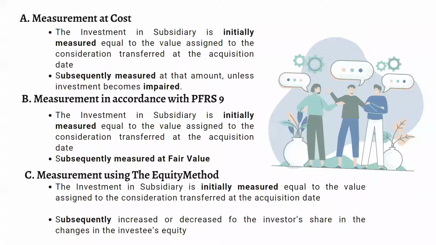Measurement in accordance with PFRS 9. It is initially measured equal to the value assigned to the consideration transferred at the acquisition date and subsequently measured at fair value. Next is the measurement using the equity method. Initially measured equal to the value assigned to the consideration transferred at the acquisition date and subsequently increased or decreased for the investor's share in the changes in the investee's equity. So for the investment in subsidiary, the initial measurement is the same for all.